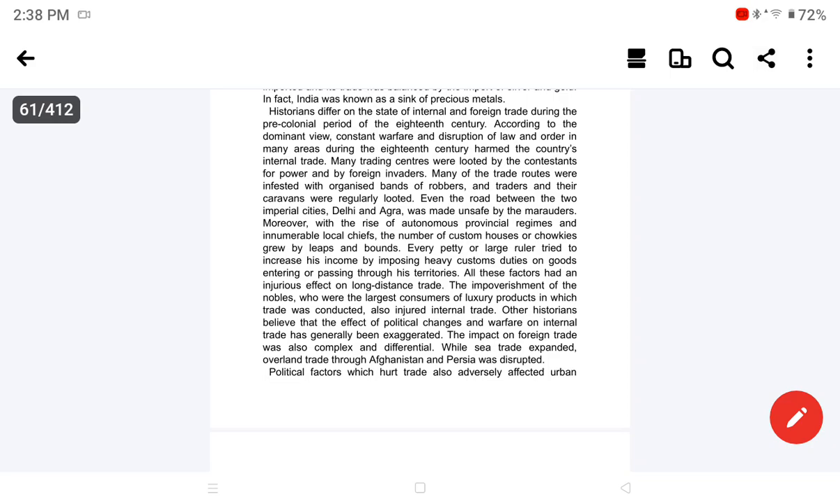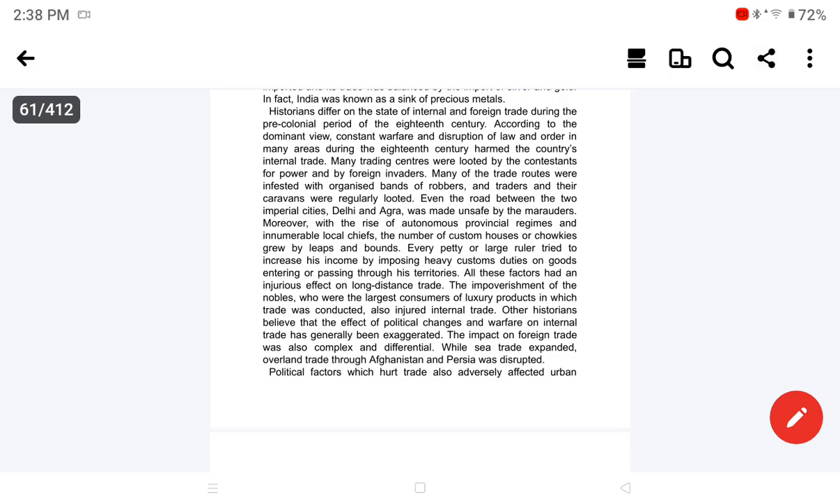Even the road between the two imperial cities, Delhi and Agra, was made unsafe by the marauders. Moreover, with the rise of autonomous provincial regimes and innumerable local chiefs, the number of custom houses or chowkis grew by leaps and bounds. Every petty or large ruler tried to increase his income by imposing heavy customs duties on goods entering or passing through his territories. All these factors had an injurious effect on long distance trade.